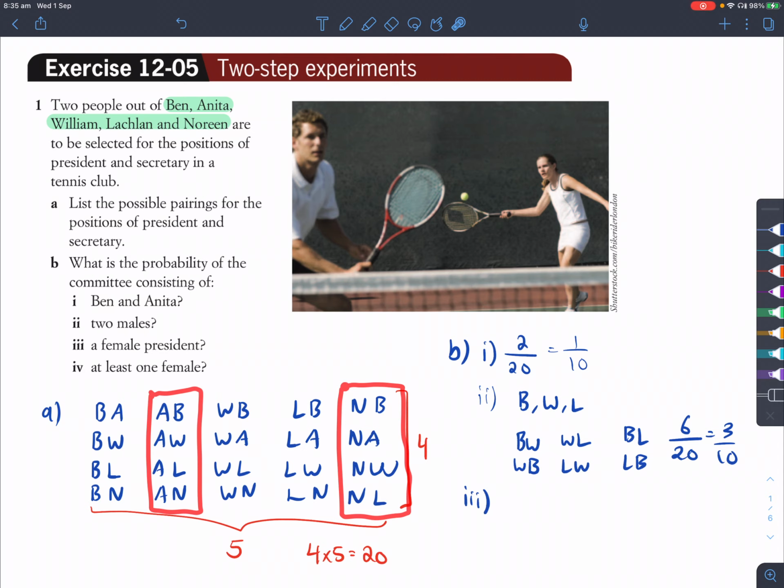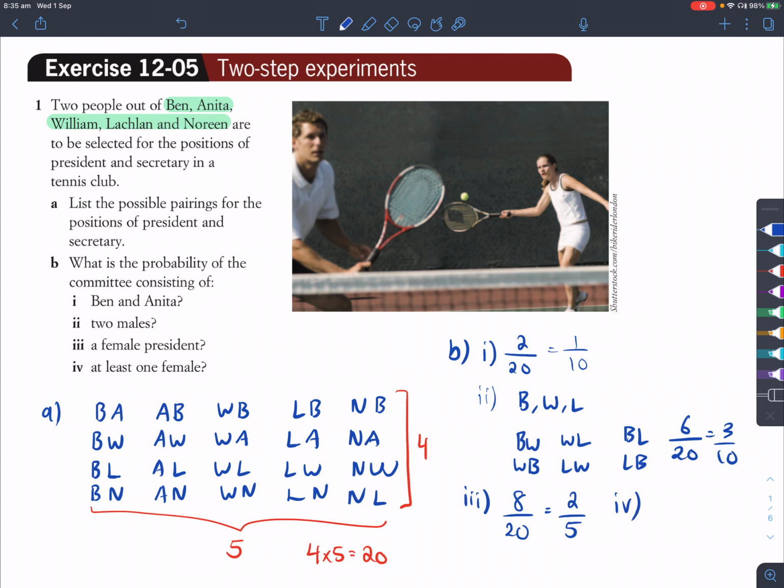So how many is that? There is a total of 4 times 2 different possibilities. So that's 8 different possibilities. So 8 out of 20, if we were to divide the top and bottom by 4, you get 2 out of 5. All right. Then for part 4, we want at least 1 female.